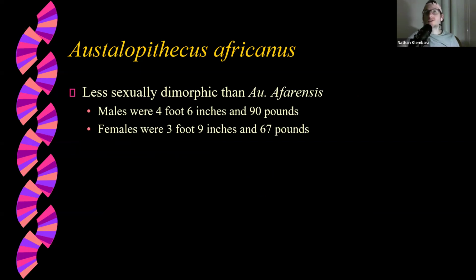Another derived trait that we're starting to see pop up here is that they are less sexually dimorphic than Australopithecus afarensis. They're more sexually dimorphic than us, but less so than afarensis. So again, small, gradual evolution of some of these traits. The males are about 4'5" and 90 pounds. The females are about 3'9" and 67 pounds. So we're starting to see a reduction in the difference here between males and females. But again, they're still very small statured and still very small in body shape and size overall.